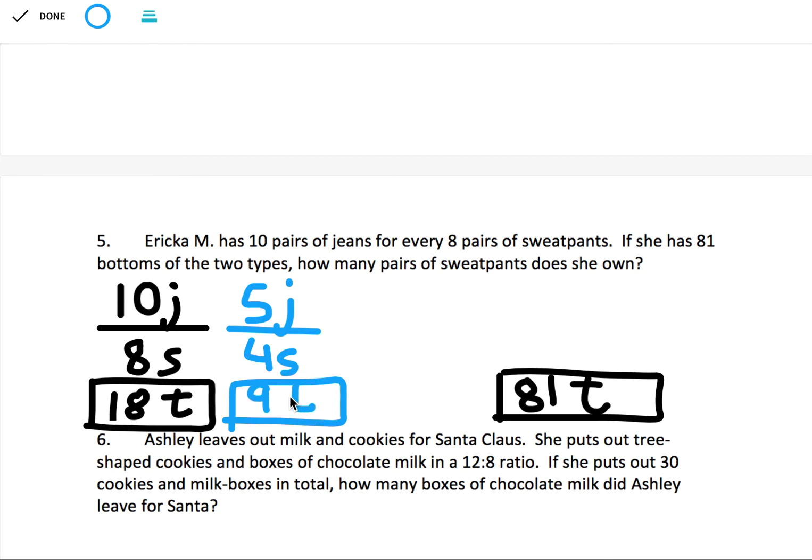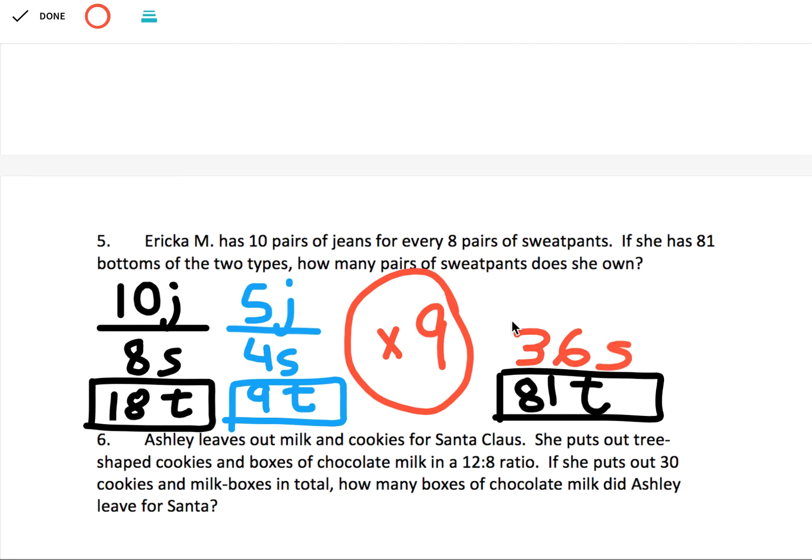And now we can stack it up because 9 does go into 81 9 times. So now we see what the multiplier would be. And we can see how many pairs of sweatpants does she own. 4 sweatpants times 9, she would own 36 sweats and 45 jeans.